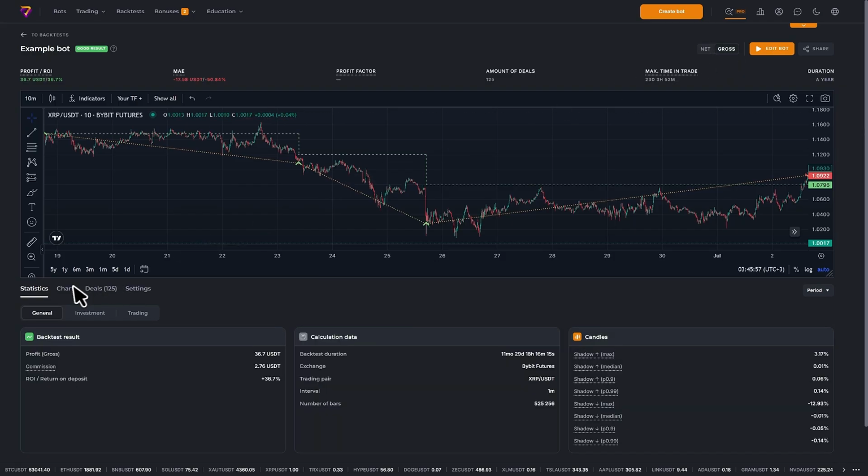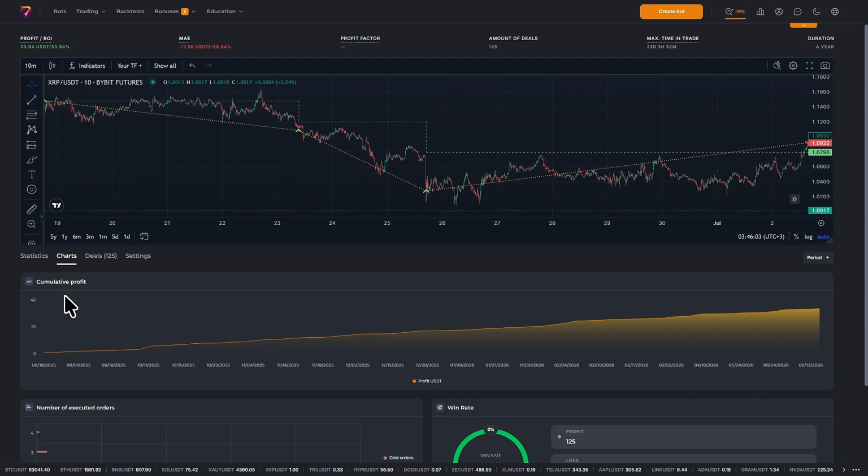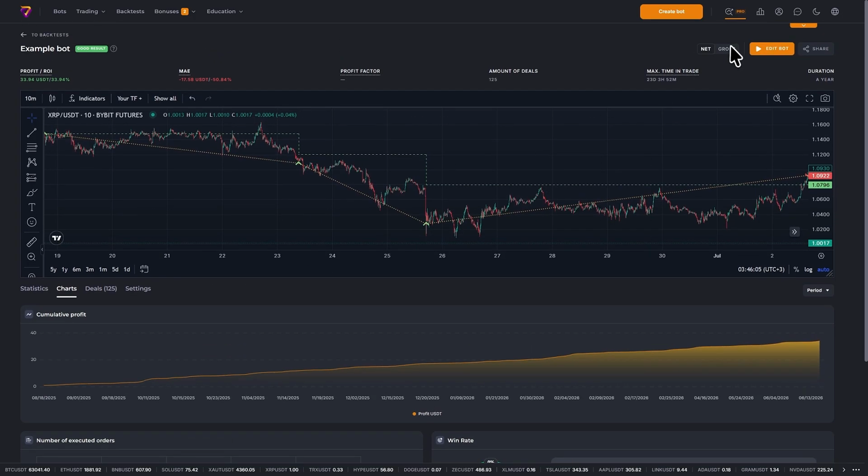By default, the backtest shows results in net mode because that's the actual money that will land in your balance. But if you click the gross button, the magic of the interface will recalculate absolutely everything on the screen. The cumulative profit charts will change, the drawdown values will adjust, and the final numbers will update. Everything will be displayed as if the exchange was working for you for free.